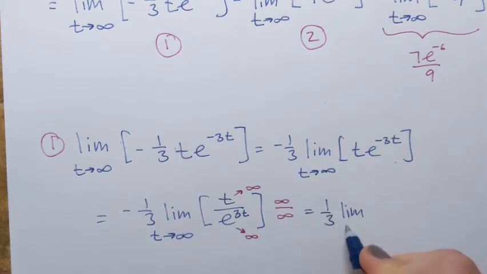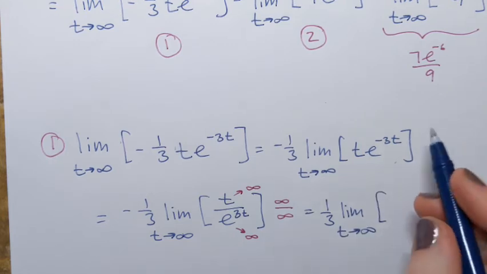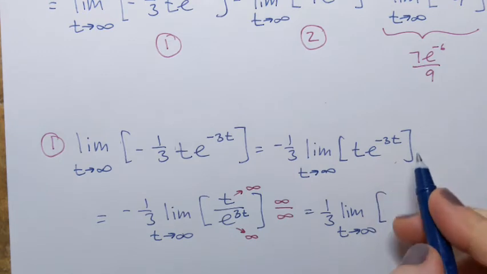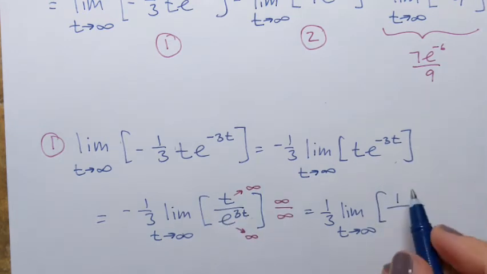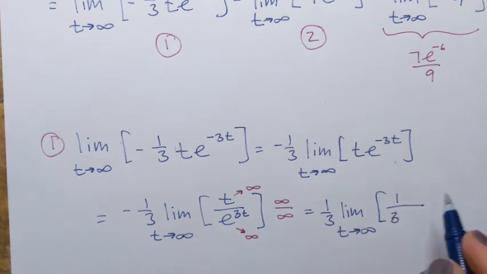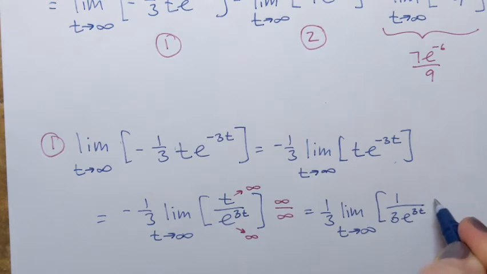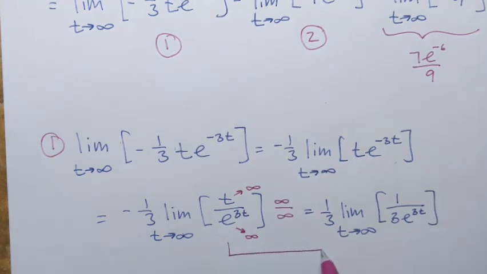So, limit as t goes to infinity. Let's apply L'Hopital's rule. So what's the derivative of t? The derivative of t is 1. And what's the derivative of e to the power 3t? It's 3, I'm using the chain rule, 3e to the power 3t. So we applied L'Hopital's rule.